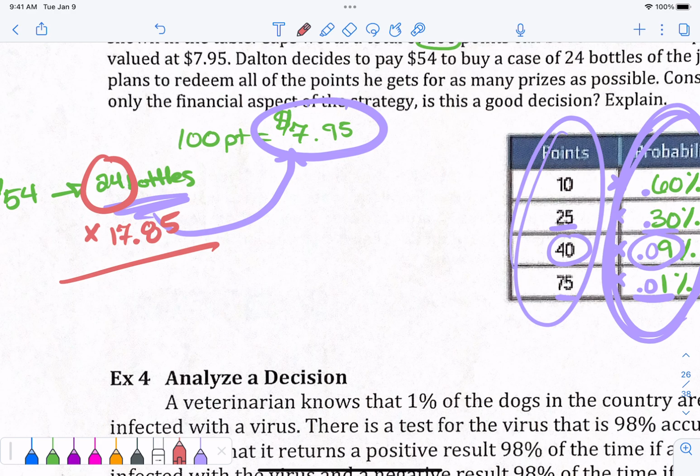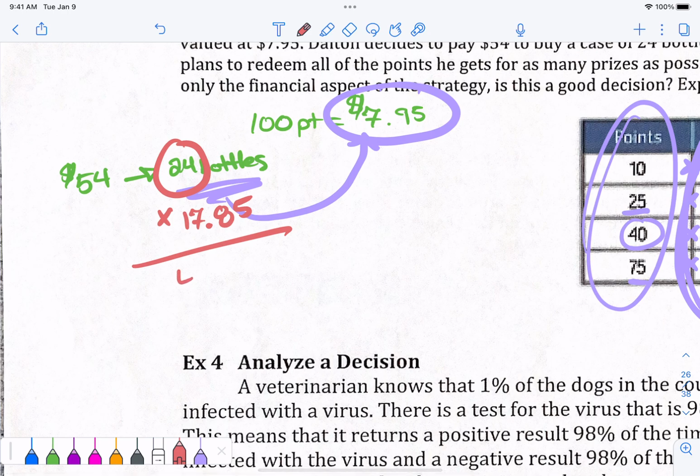Multiply those together. Somebody got a calculator? 24 times 17.85. What do you got? It's like 428.4 points. So I can expect about 428.4 points in general, right? It might be more, it might be less, but about that is the average, right?